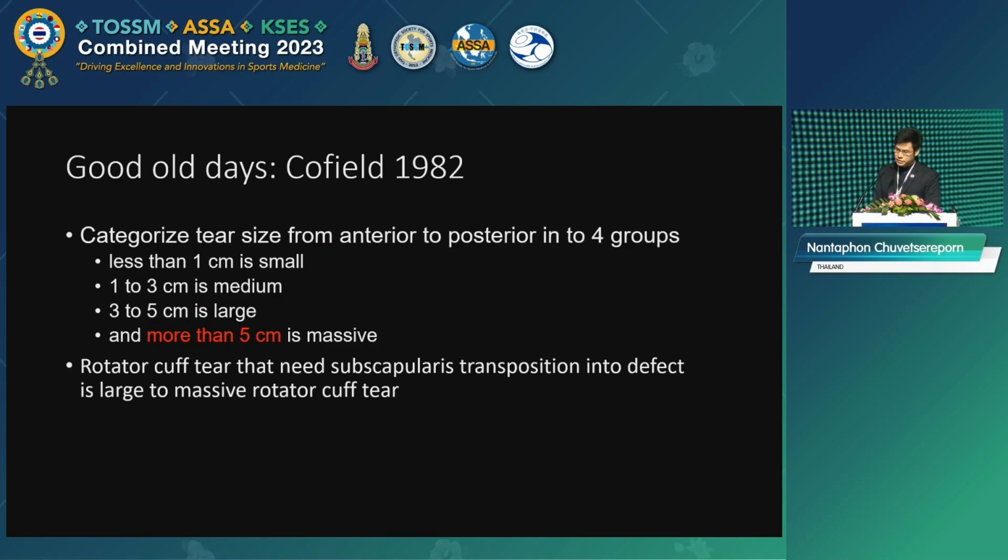Caulfield first categorized the size of the tear into 4 types. Less than 1 centimeter is small, 1 to 3 centimeters is medium, 3 to 5 centimeters is large, and more than 5 centimeters is massive.